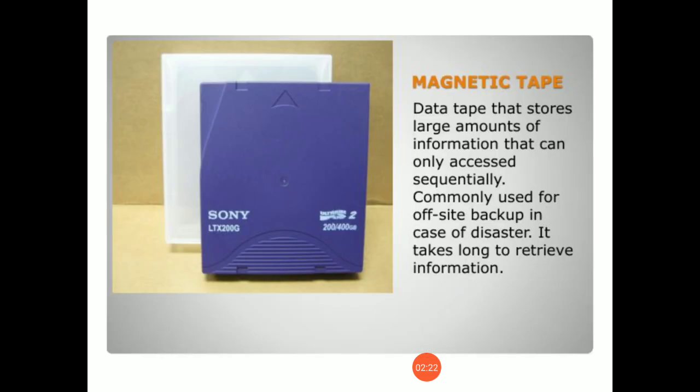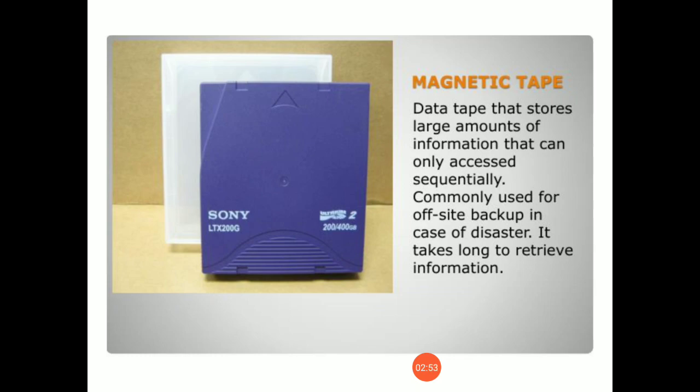Magnetic tape contains a thin plastic ribbon. Only one side of the ribbon is used for storing data. The data storing side is coated by magnetic oxide. It is a sequential access memory, as I've told you, so the data read or write speed is slower. It is mainly used for storing audio, video, and backup data.